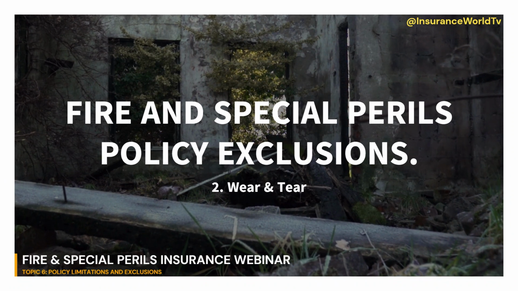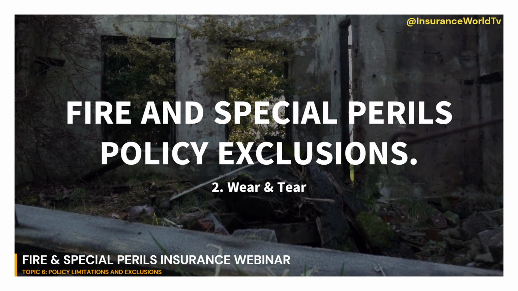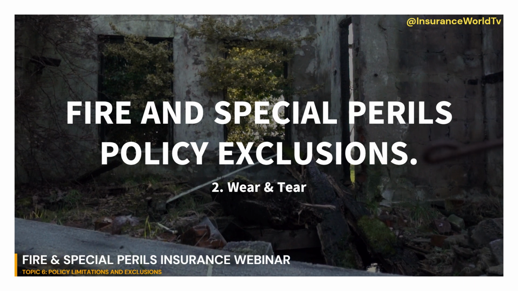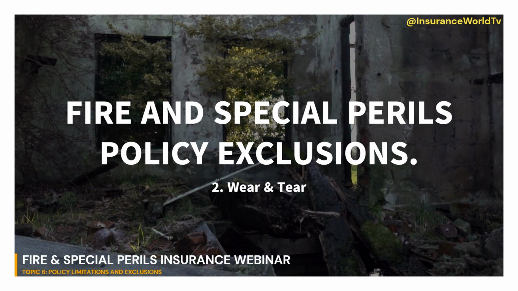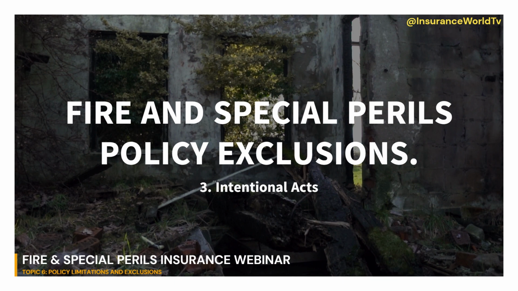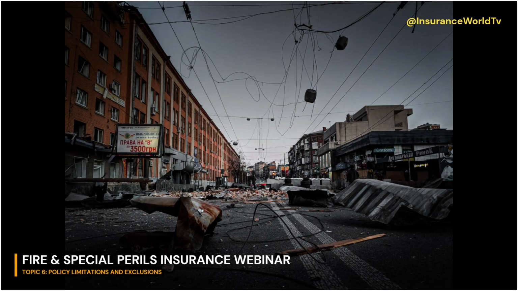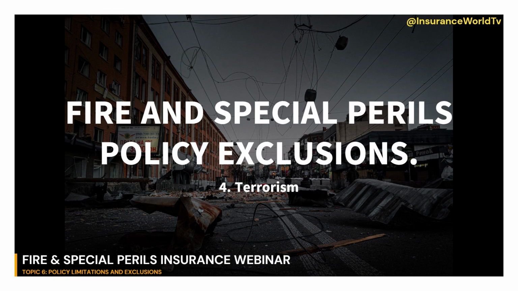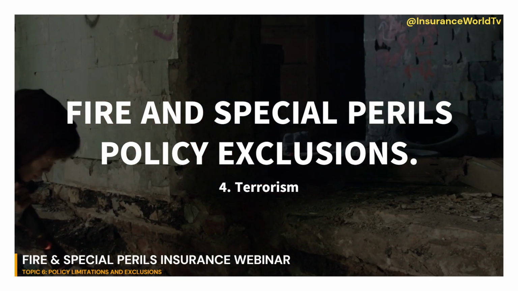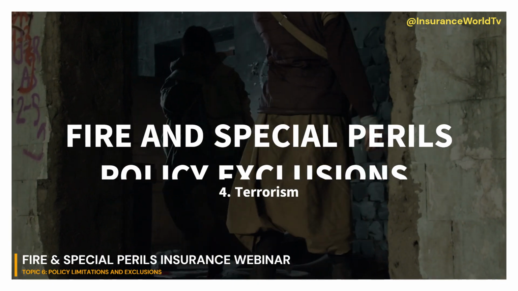2. Wear and tear. Normal wear and tear, gradual deterioration, and maintenance-related issues are typically not covered. This means that damages resulting from aging, corrosion, or mechanical breakdown are excluded. 3. Intentional acts. Any damage caused intentionally by the insured or with their consent is not covered. This exclusion is in place to prevent fraudulent claims. 4. Terrorism. Losses arising from acts of terrorism or acts committed by terrorist organizations may be excluded from coverage. Some policies offer optional coverage for terrorism at an additional premium.